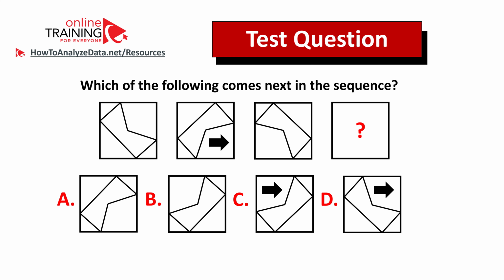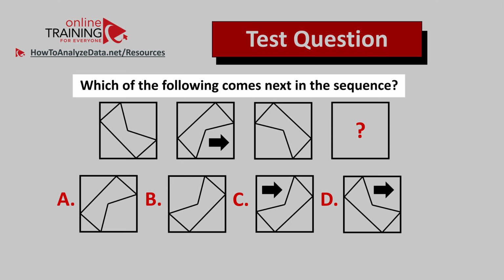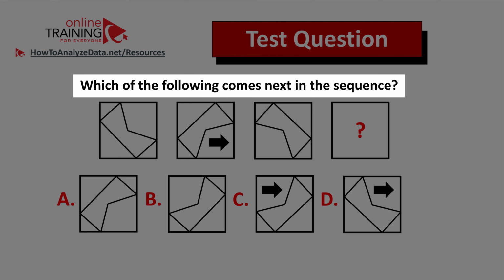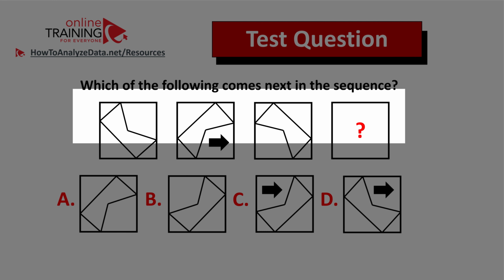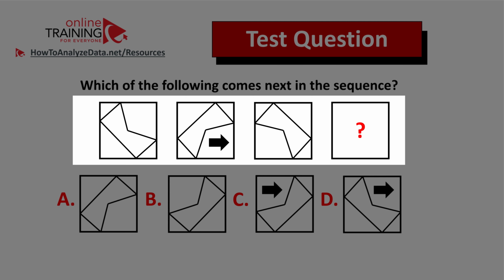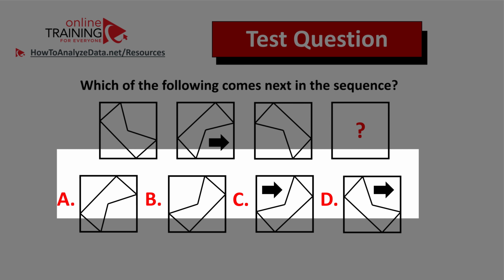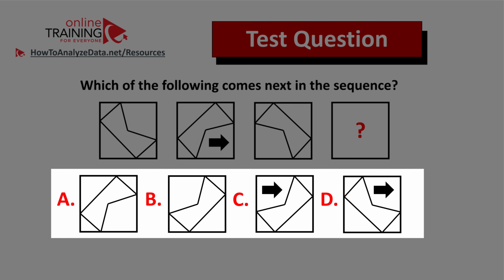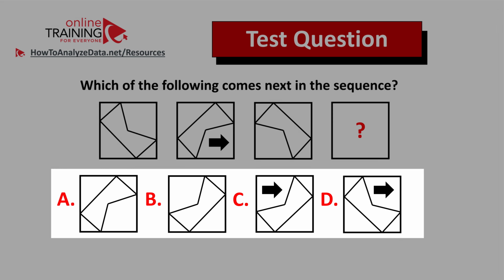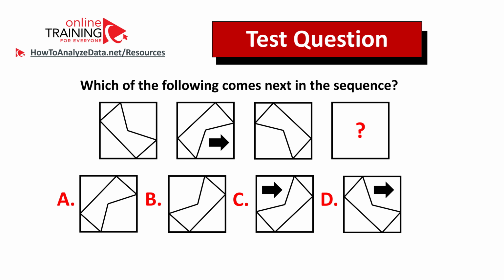Let me share with you a tricky question from the test, which validates your knowledge of pattern recognitions and logical reasoning. Which of the following comes next in the sequence? And you're presented with 4 squares. The 4th square has a question mark, which means that you need to figure it out. And you have 4 different choices. Choice A, B, C, and D. An answer is not obvious, but I'm pretty sure you will figure it out.